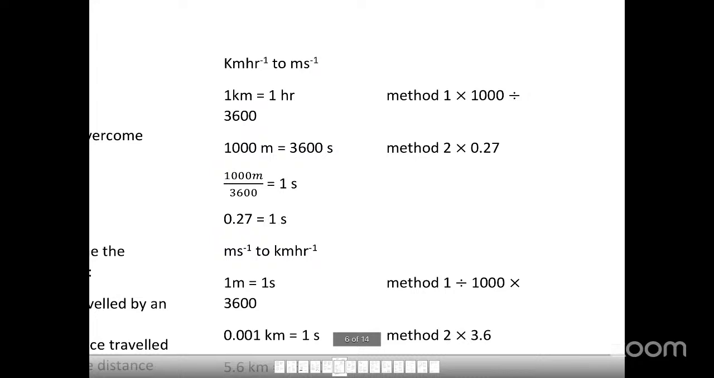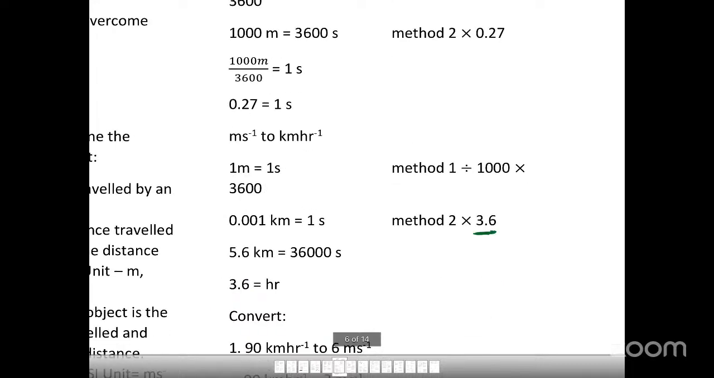How do we convert kilometers per hour to meters per second? All we have to do is multiply by 1,000 and divide by 3,600, or you can multiply by 0.27. So to go from kilometers per hour to meters per second, you multiply by 0.27 or multiply by 1,000 divided by 3,600. For the reverse, meters per second to kilometers per hour, divide by 1,000 and multiply by 3,600, or you can multiply by 3.6.